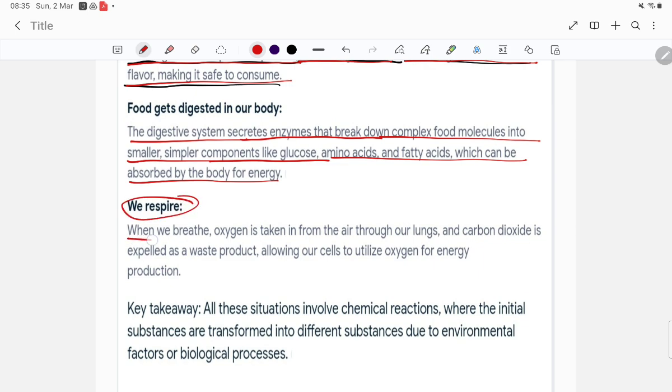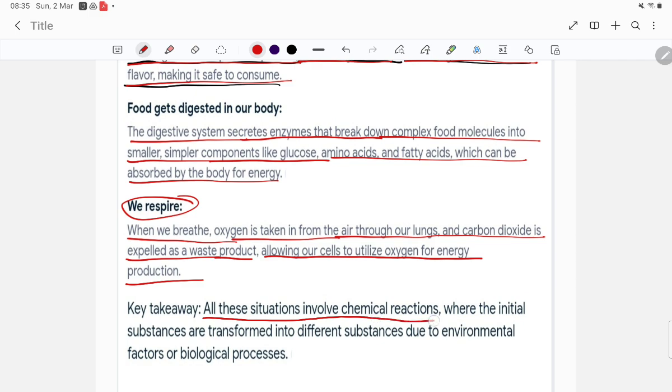We respire. When we breathe, oxygen is taken from the air through the lungs and carbon dioxide is expelled as a waste product, allowing our cells to utilize oxygen for energy production. So all these situations involve chemical reactions where the initial substances are transformed into different substances due to environmental factors or biological processes. So this is our required answer.